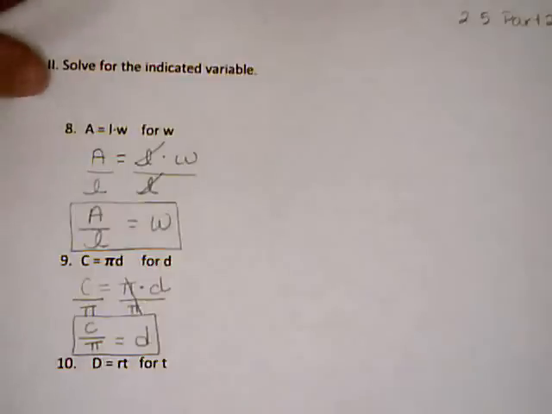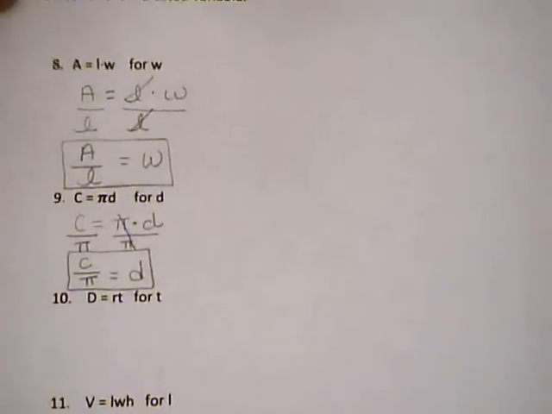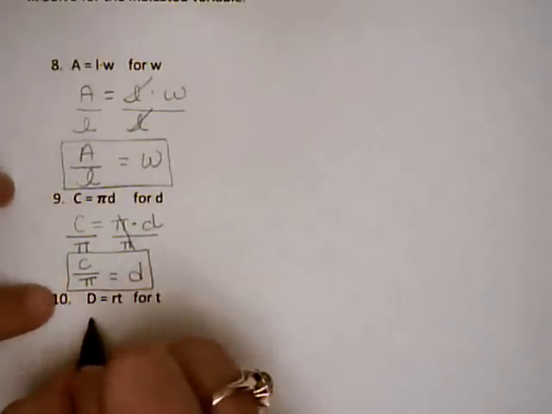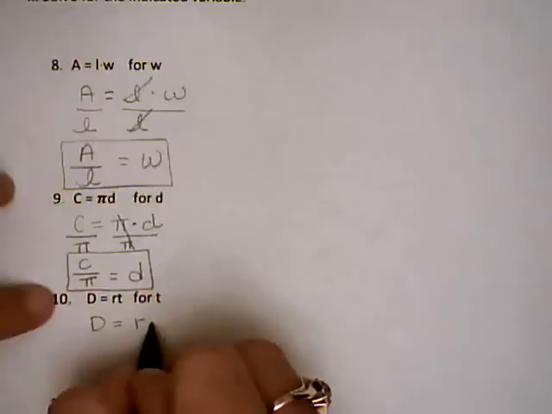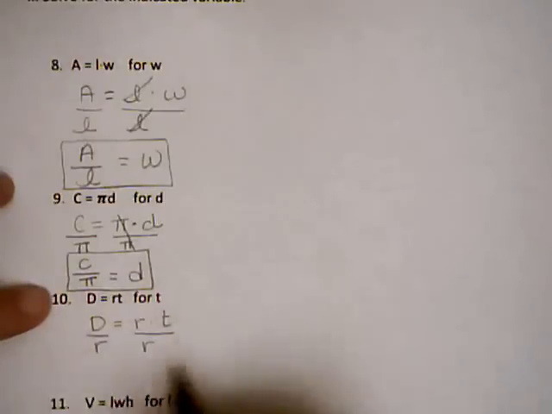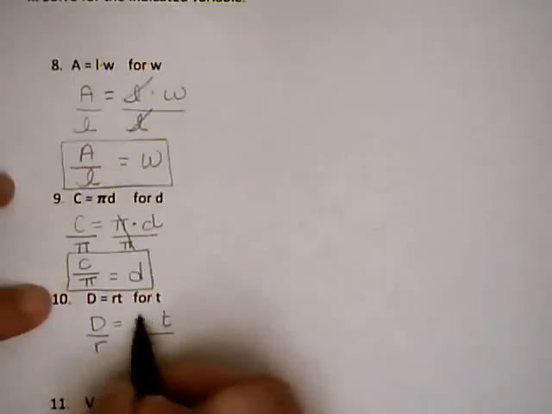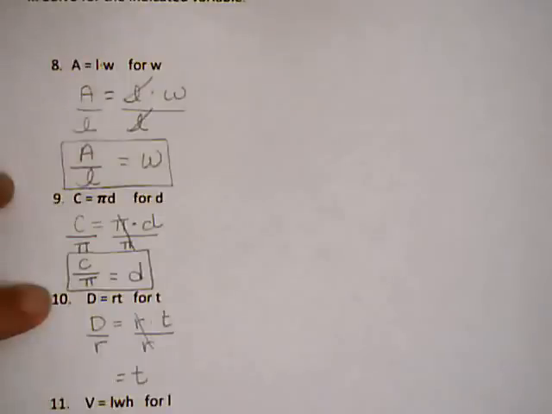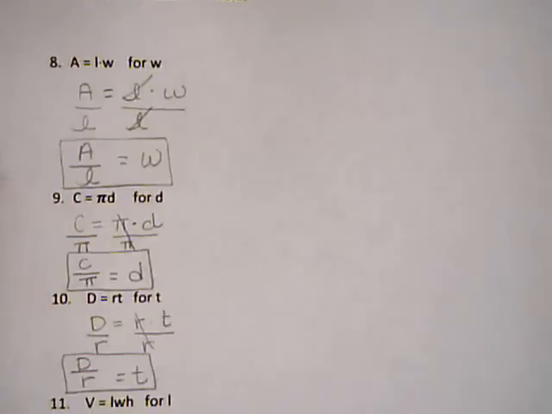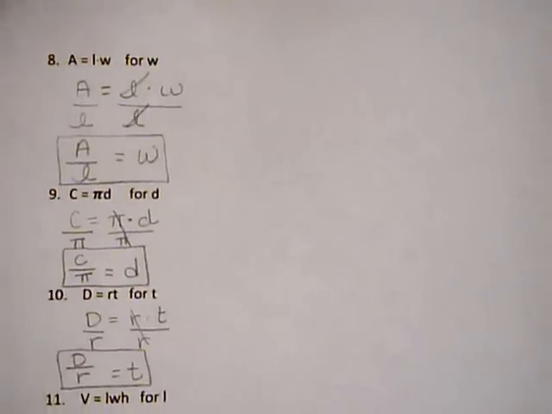Number 10 is our distance formula again. D equals R times T. If I want to solve it for T, D equals R times T. So again, to get T by itself, I'm going to have to divide by this R on both sides. That makes the R's divide out, so T equals D over R. And that would be my new formula.